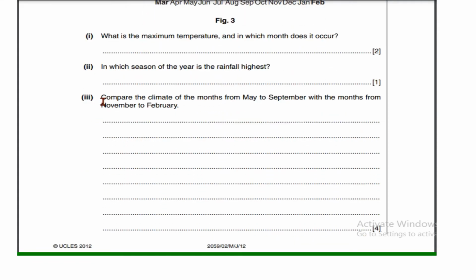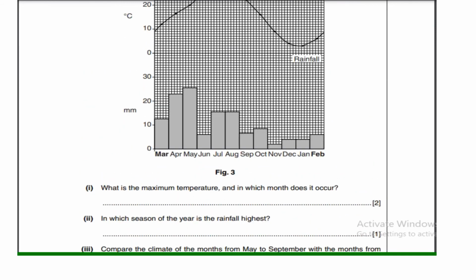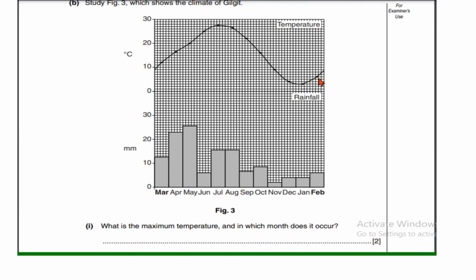Then we have third question: compare the climate of the months from May to September with months from November to February. Now, when there is this compare, you have to compare two things. It means you must answer side by side. Let's say you're going to compare May to September from November to February. Let's have a look at it. May to September and November to February. So when they say climate, they are talking about both temperature and rainfall. May to September and November to February.